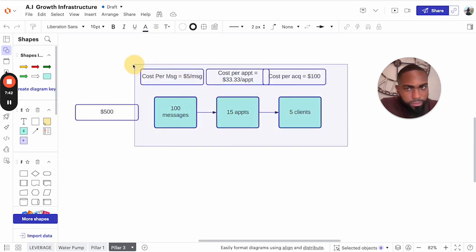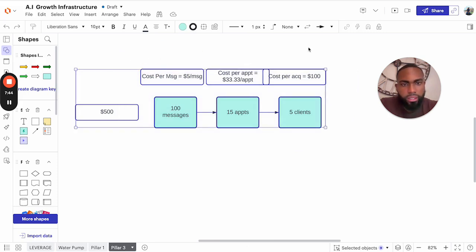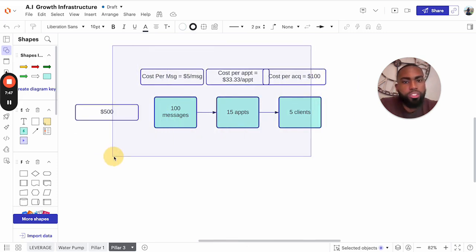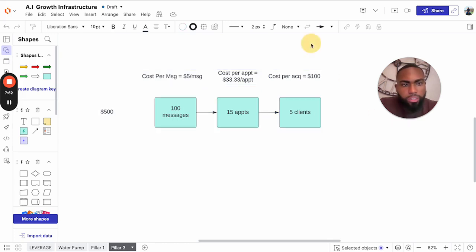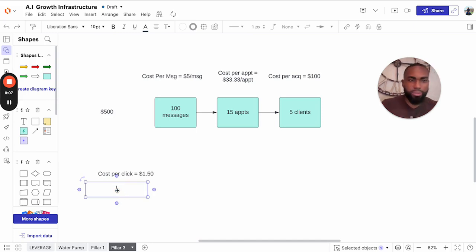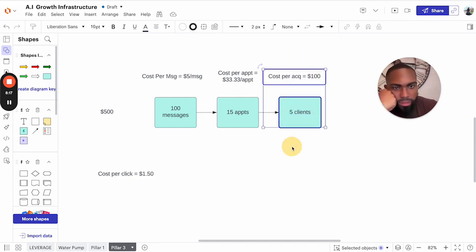Easy, right? But this is what you need to do. Figure out that number. So now you know, every time you spend $100, we get a client. Which one do you care about more: that, or the cost per click is $1.50? Or we reached 1 million people for cheap, for $5? Which one do you care about? Which one drives revenue? Okay, that's it.